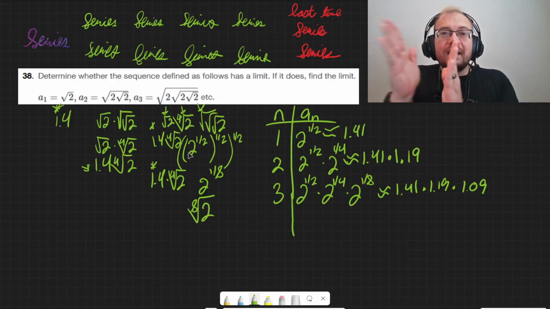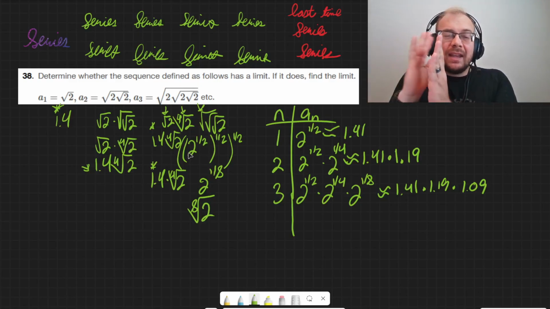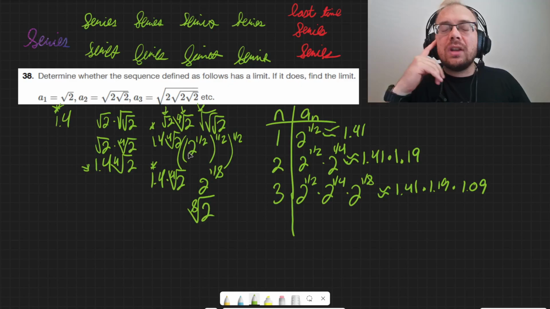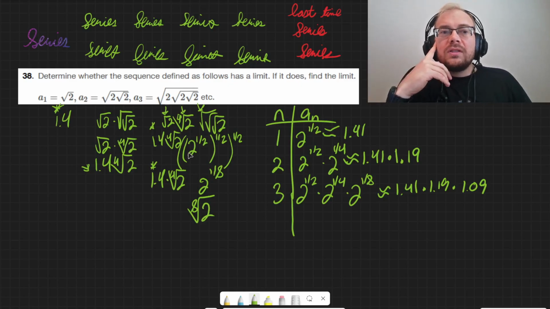And then if we're going to times by a bunch of numbers that are, as we go to infinity, basically 1s, then it would stop changing as we go to infinity. So it will have a limit. As to what the limit actually is, though, that's an interesting question.